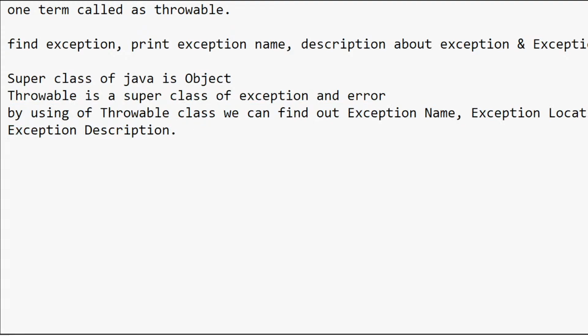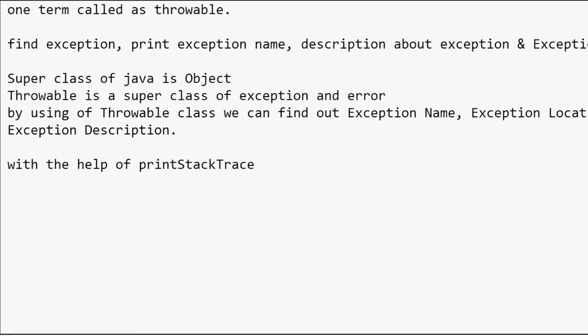Then by using the printStackTrace method we are going to print the exception name. Sorry, printStackTrace, this is a method, right? No problem, I am following some naming conventions here. That is printStackTrace. Okay, printStackTrace is a method.